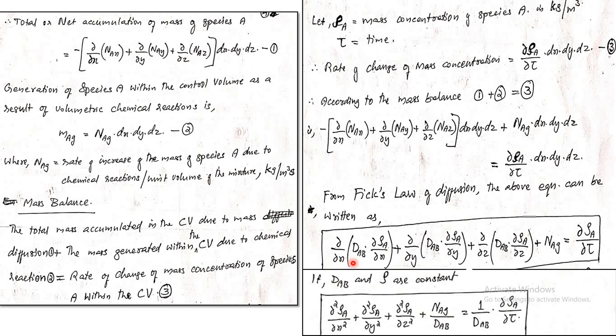If the diffusion coefficient of A in B is constant throughout the medium and the density of the mixture is also constant, then this equation will be ∂²ρA/∂x² plus ∂²ρA/∂y² plus ∂²ρA/∂z² plus n_Ag/D_AB equal to 1/D_AB ∂ρA/∂τ. This equation is the general mass diffusion equation in Cartesian coordinates.